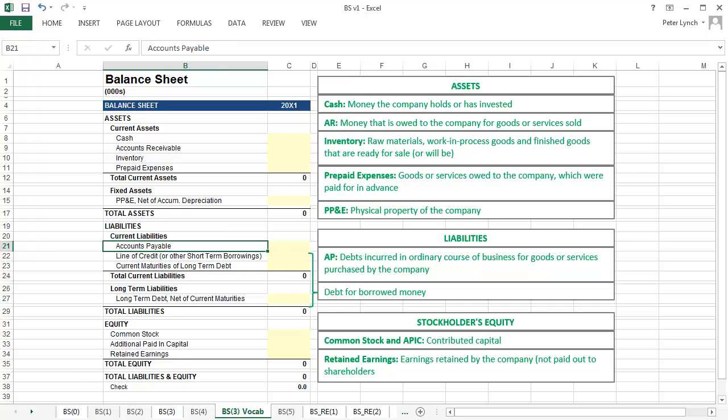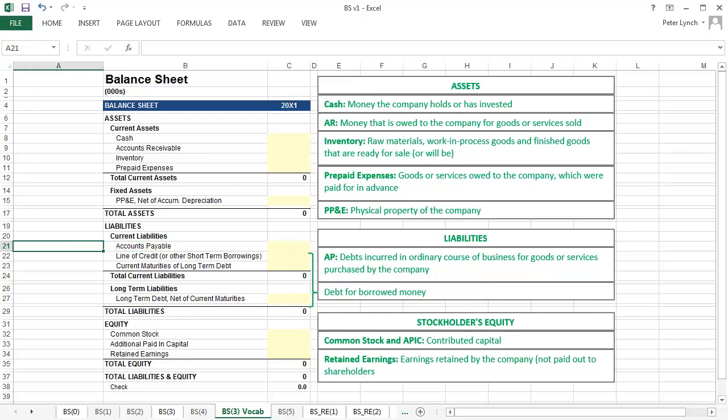To provide a little bit of context, let's say that your company purchases raw materials like lumber, but is not required to pay for them immediately and instead can wait 30 days. That sum would sit on your balance sheet in this account for 30 days until it was paid.